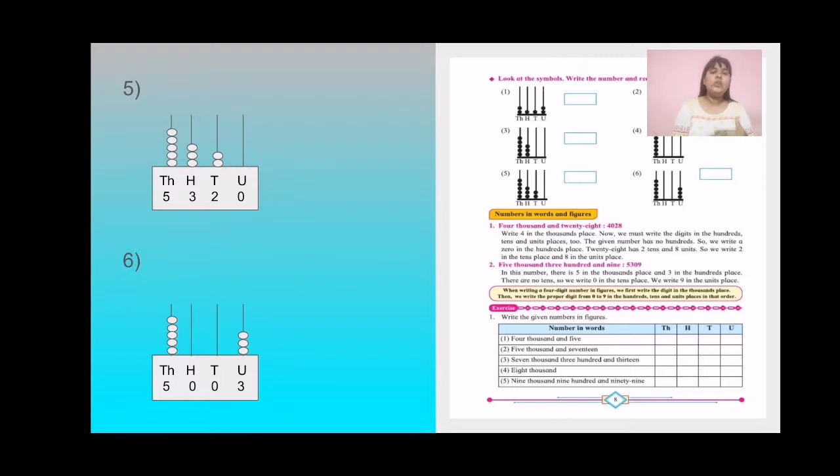5320. Sixth one, above unit, how many circles? 3. Write down 3. Above tens, any circle? No. So write down 0. Above hundreds, nothing. So write down 0. Above thousands, yes, 5 is there. So write down 5. How will you read this number? 5003.